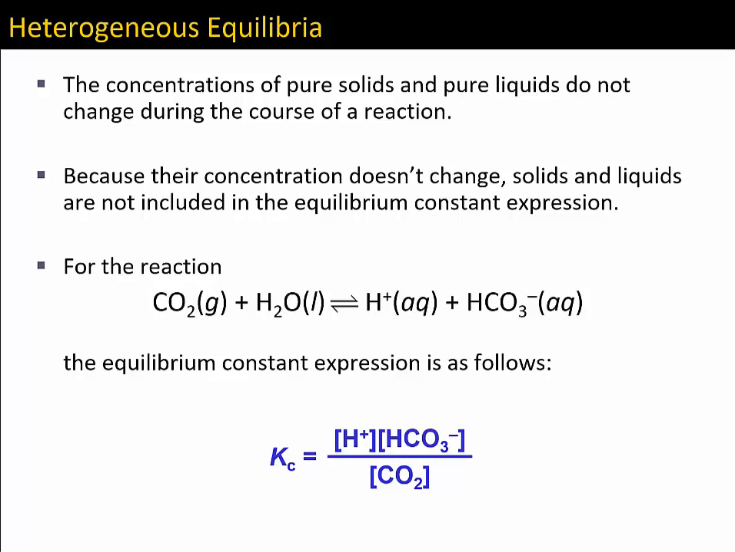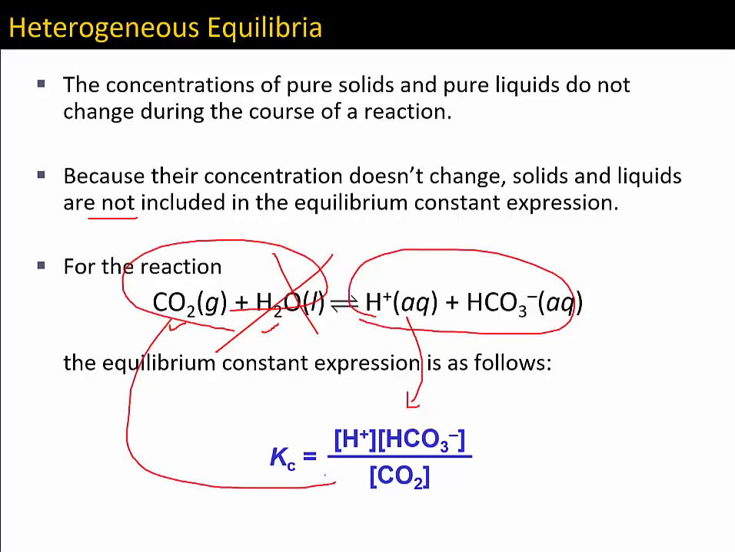Just kind of like when you did that heating curve, and as long as you had some ice in there, you knew the temperature was going to be zero. The concentrations of our pure solids and pure liquids are not going to change. Because their concentrations don't change, solids and liquids are not included in the equilibrium constant expression. So we've got carbon dioxide gas and water liquid giving us H plus aqueous and HCO3 minus aqueous. Our equilibrium expression is still going to be products over the reactants, but you'll notice that the H2O is missing because we haven't changed the concentration of liquid.